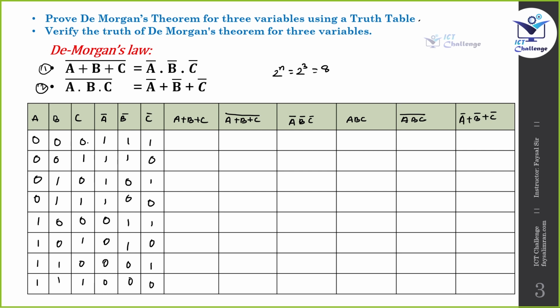Here we get 0 0 0, so the result is 0. For those three columns we get 1, so the result is 1 because we add those columns. So here we will get 1, so the result is 1. Here we get 1, so the result is 1. So the value is 1, so the result is 1.